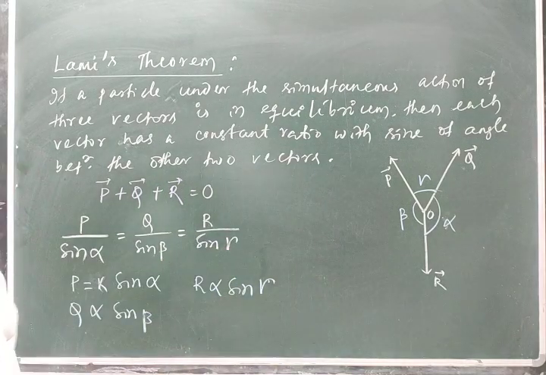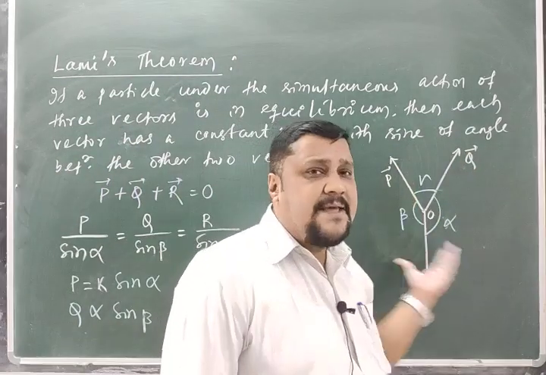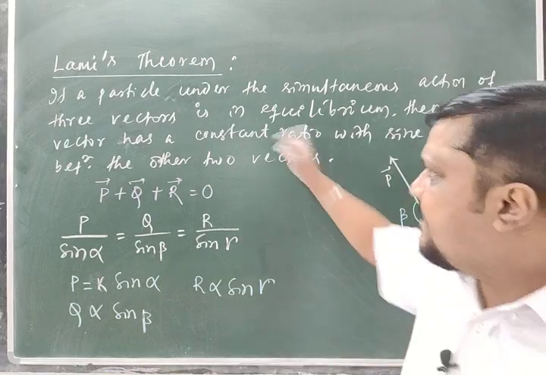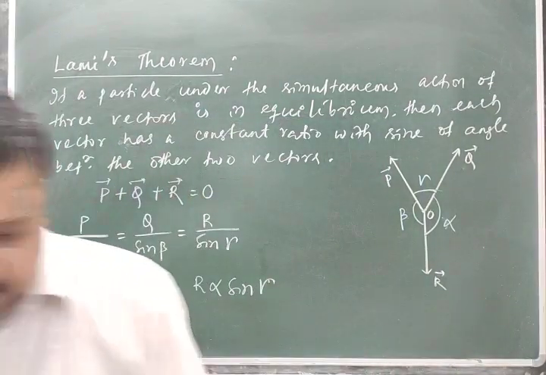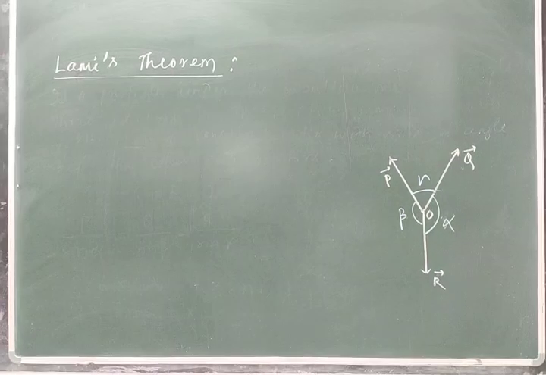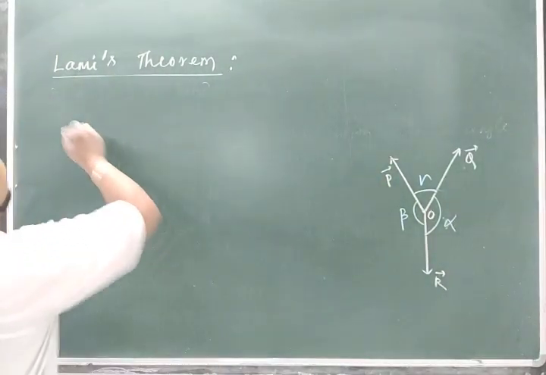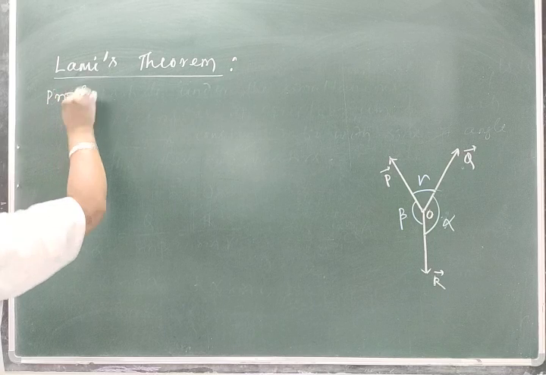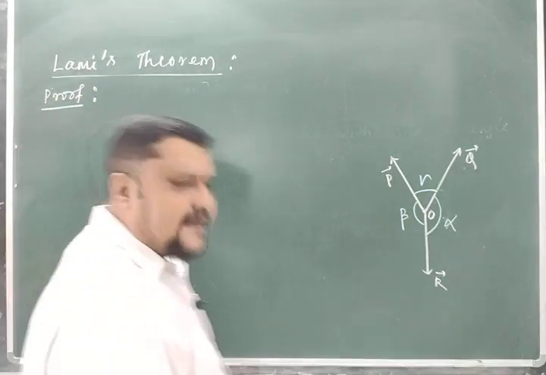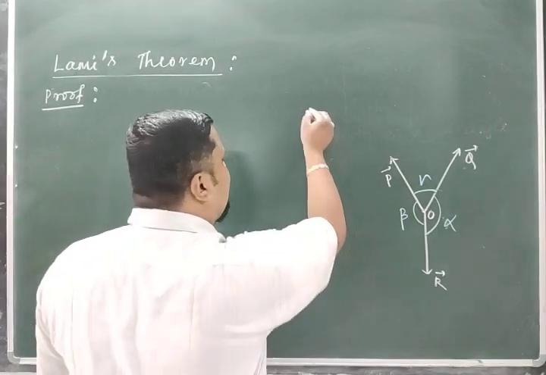But this Lami's theorem can also be shown in a triangle form. The three vectors can be shown as the three sides of a triangle also, right? Let me prove this one. Now come to the proof part. To prove this, as I told, I can show it in a triangle form. If the three vectors are shown as the three sides of a triangle, how will I show it like this?